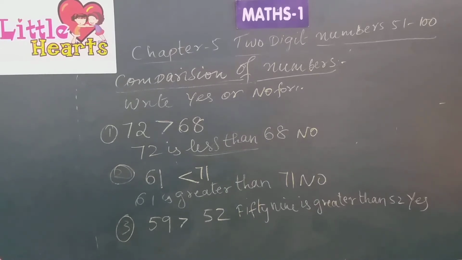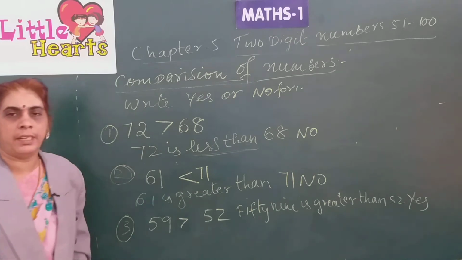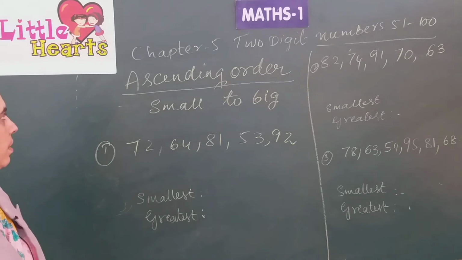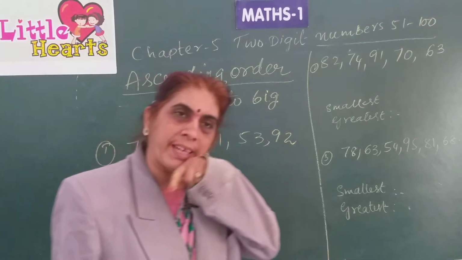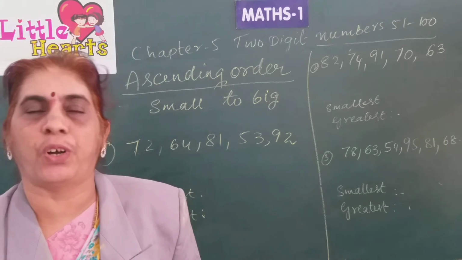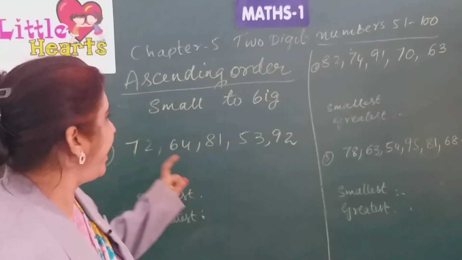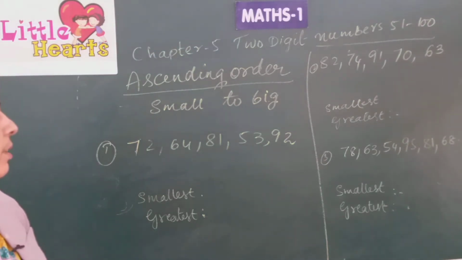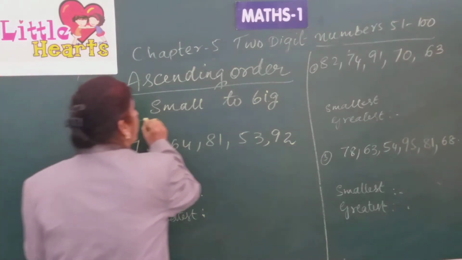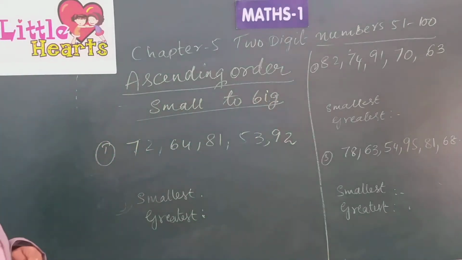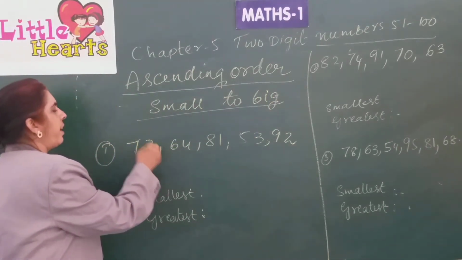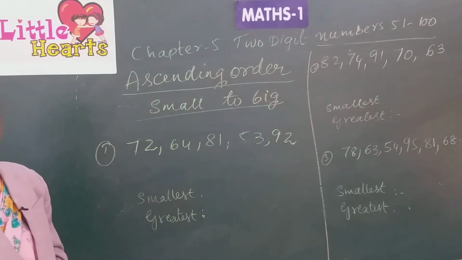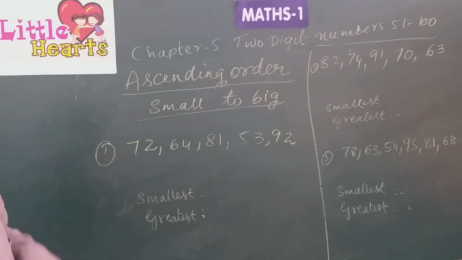Now we shall learn how to write numbers in ascending order and descending order. Yes, children, already we have learned the comparison of numbers, which number is big, which is small. Here are a set of numbers which are to be arranged in ascending order. Ascending order is nothing but arranging the numbers from small to big. We have to start from the smallest number and write in the order of increasing order. Ascending order is nothing but increasing order.